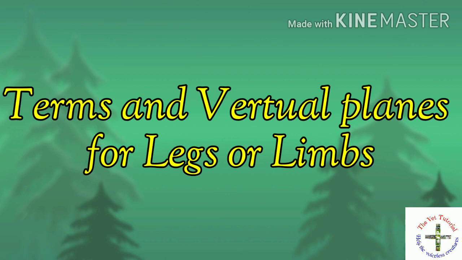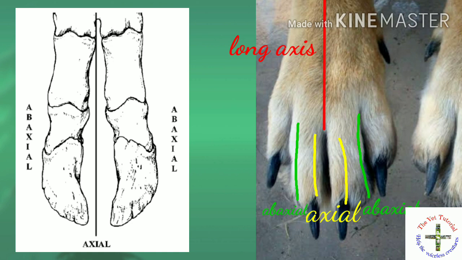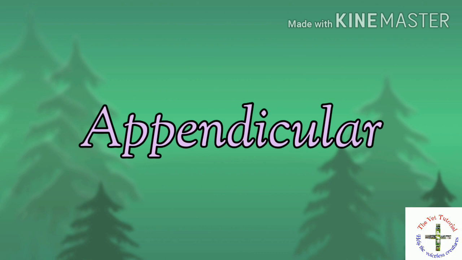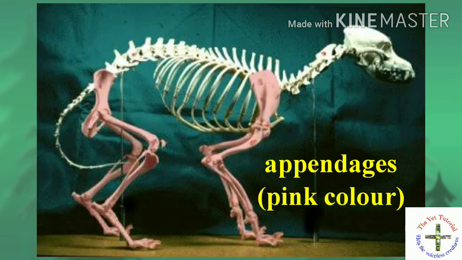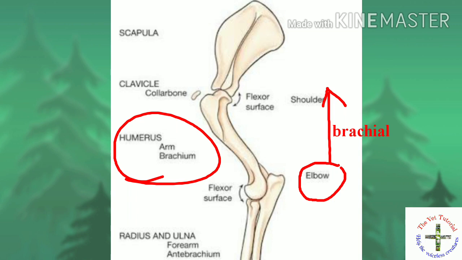Remember that some specific words are used for the legs. First is abaxial, which means lying outside the axis of the legs or limbs. Then axial, which means lying towards the axis of the limbs or legs. Then appendicular, which is related to the limbs or appendages. Then fourth is brachial, which means the proximal area of the front leg of an animal above the elbow.